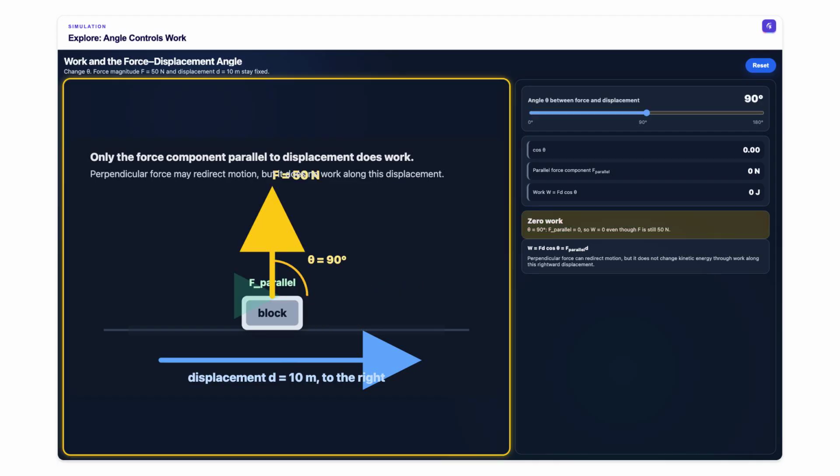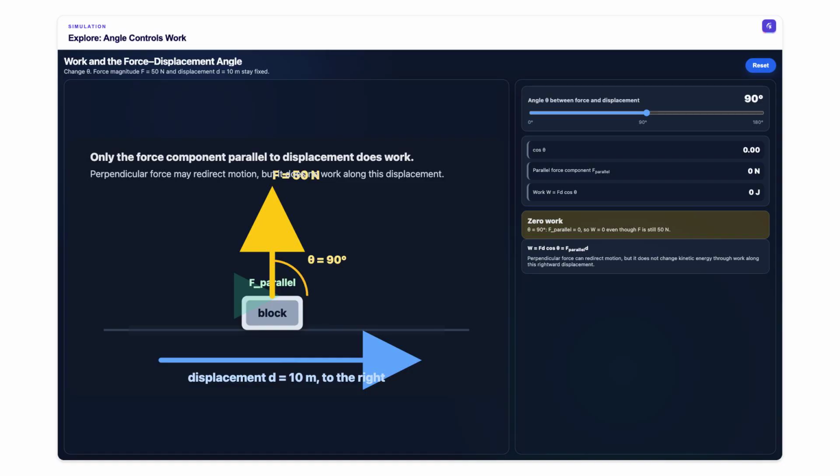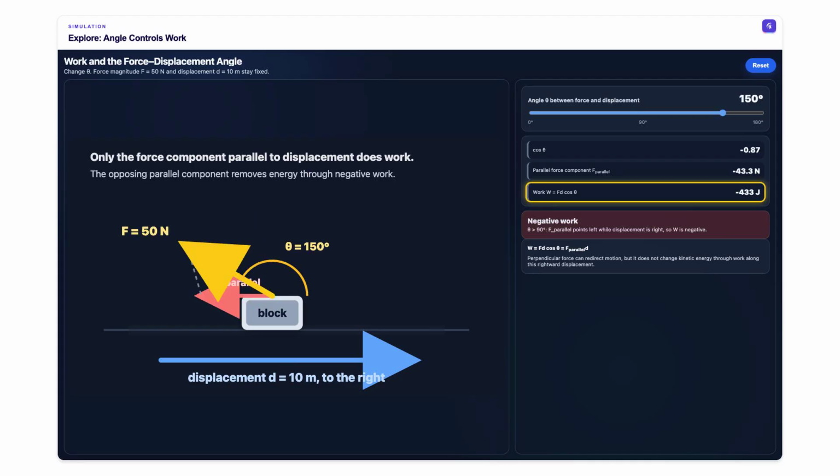Now set the angle to 90 degrees. The force is still there, but none of it points along the displacement, so the parallel component is 0, and the work is 0. Finally, move past 90 degrees to 150 degrees. The parallel part of the force now points opposite the displacement, so the dot product becomes negative, and the force removes energy through negative work. Try changing the angle yourself, and watch the sign switch as you cross 90 degrees.